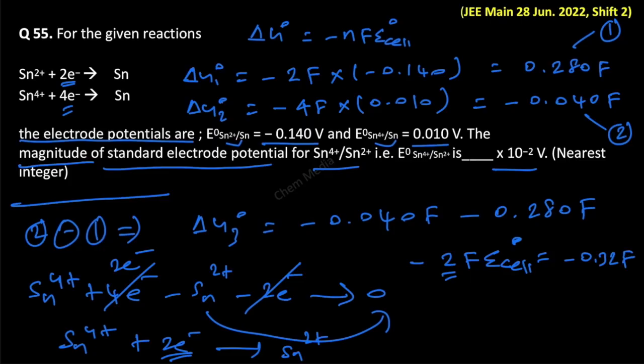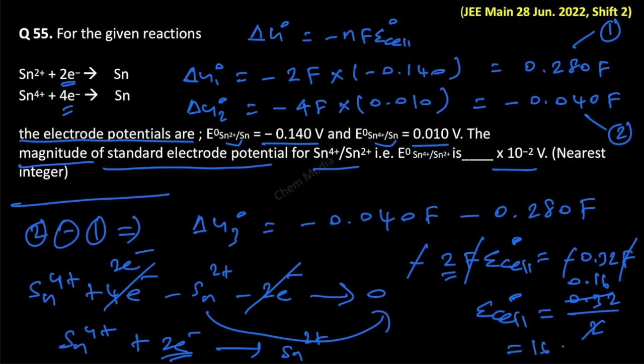0.32 Faraday. So the Faraday constant is common on both sides, therefore we can cancel that. The minus sign is also common on both sides, we can cancel that. So E cell standard is equal to 0.32 divided by 2, and that would be 0.16, which we can write as 16 times 10 to the power minus 2 volt. So 16 is the correct answer here.